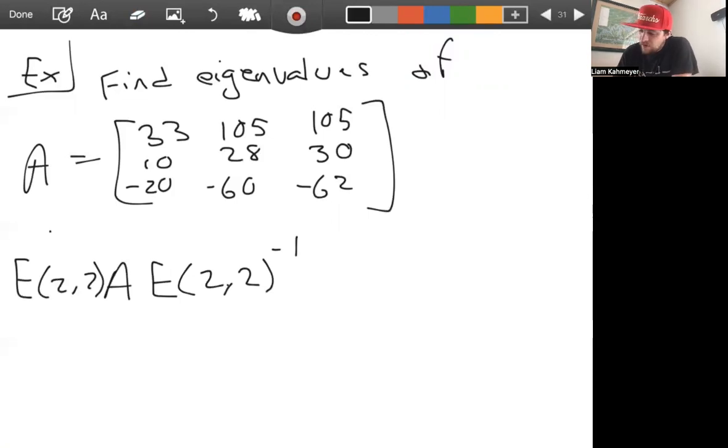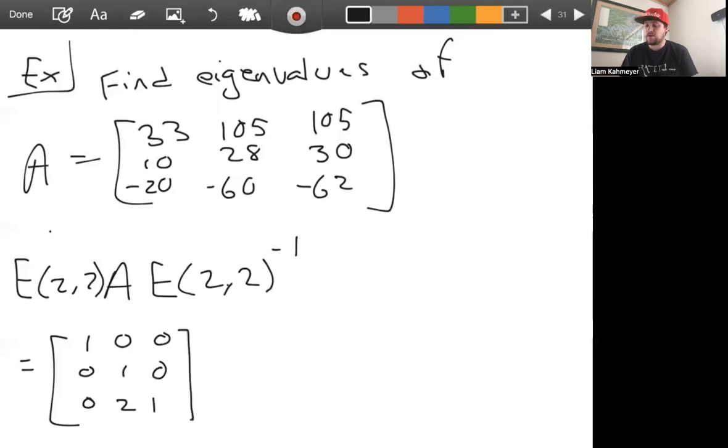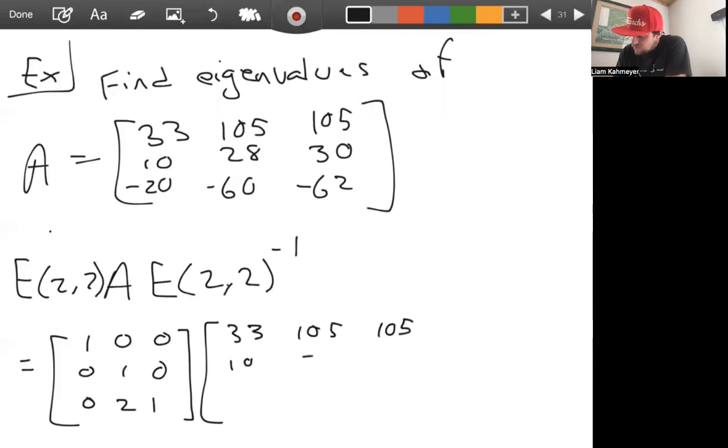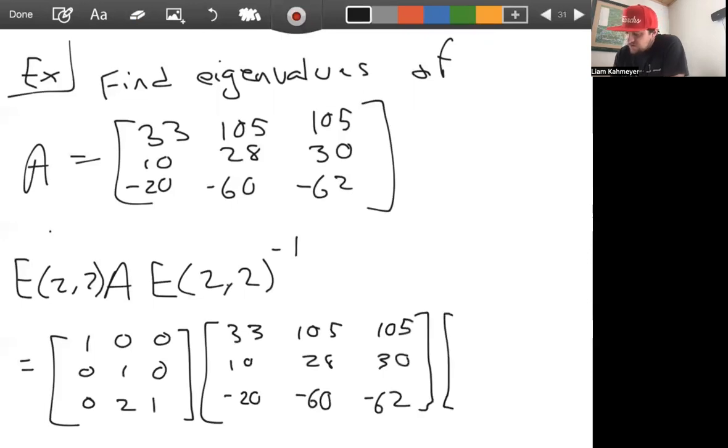And so if I did that, what is this product? Well, what's E22 given by? That's given by 1, 0, 0, right? It's that row operation off of the identity. So that would be 0, 1, 0, 0, 2, 1. Right? Like this. And then I have times A, which is 33, negative 105, 105, 10, negative 28, 30, negative 20, negative 60, negative 62. Elementary matrices are guaranteed to be invertible, right?